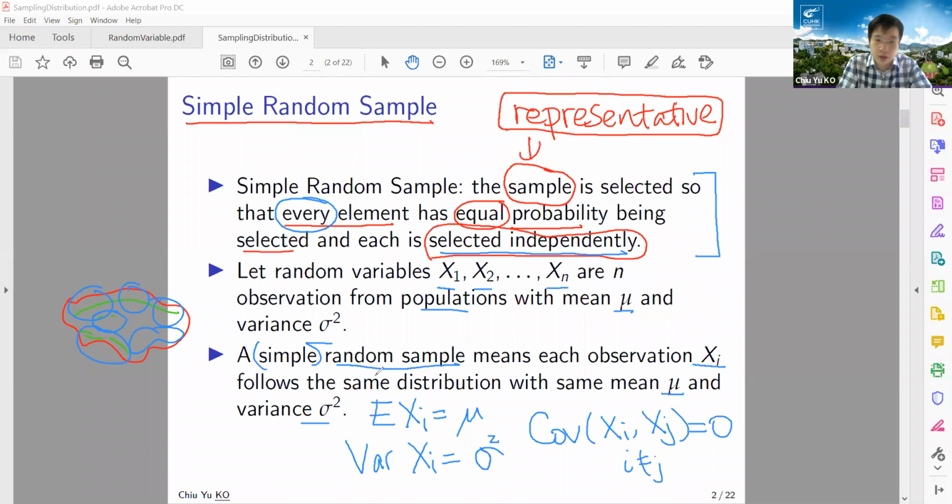Or sometimes you will call it IID: independently and identically distributed. Okay, you see some call it independent and identically distributed.